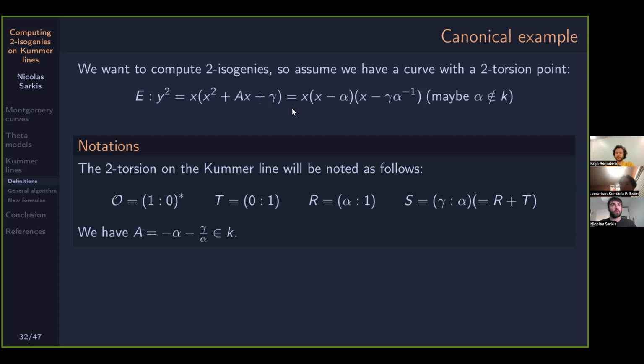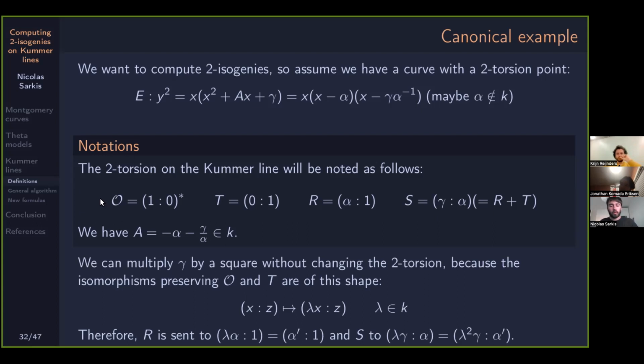And I don't necessarily want the full two torsion, so maybe this alpha is not in my base field, but in some extension. And the notation I will be using is the following one: O, T, R, and S, which correspond to the four two torsion points and the ramification points. So these are only the necessary points I need. And there is only one small remark.